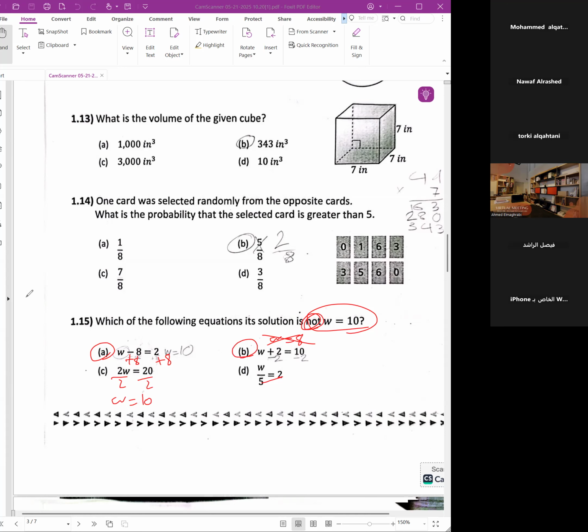Not 10, because all of them are 10 now. Here we add 8 to both sides, so we get W equals 10. Here we divide by 2, we get W equals 10. Here we move 5 to multiplication, we multiply by 5 on both sides. W equals 2 times 5 here, and also multiply by 5. So we get W equals 10. So which one is not 10? Letter B. Be careful. Next question.